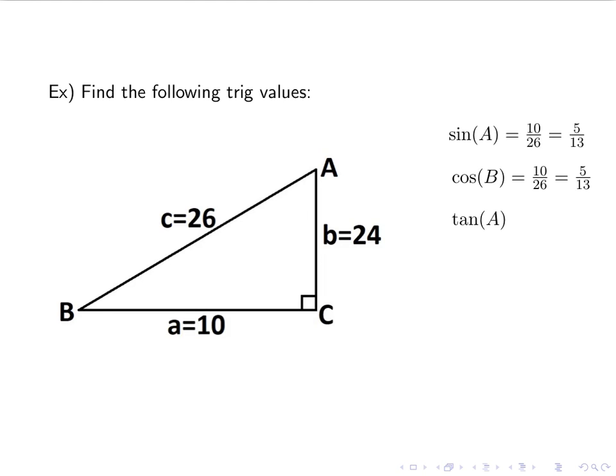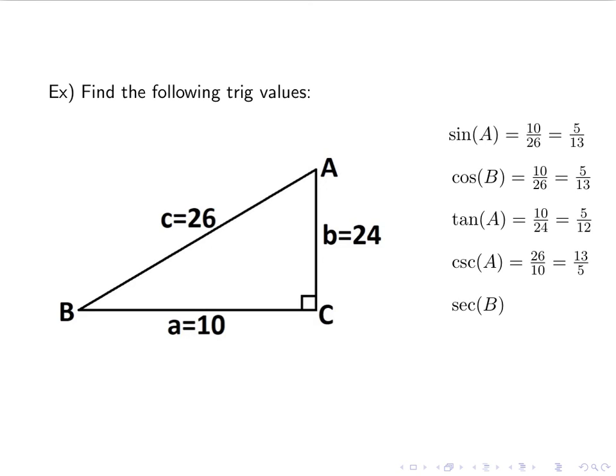Tangent of A, tangent is opposite over adjacent. A's opposite is 10, A's adjacent is 24. Again, make sure you simplify, and we get 5 over 12. Next is cosecant of A. Cosecant is the reciprocal of sine, so we should know that it's 13 over 5. But we can start with 26 over 10, the hypotenuse over the opposite, and then simplify.